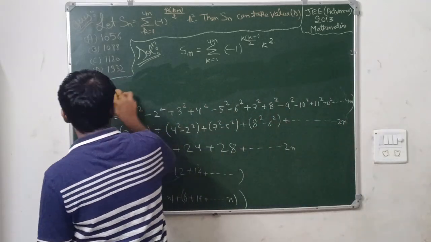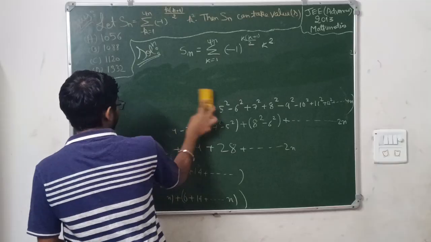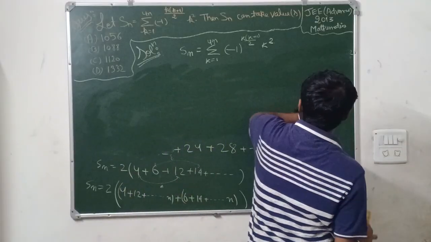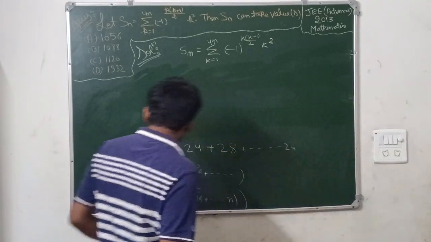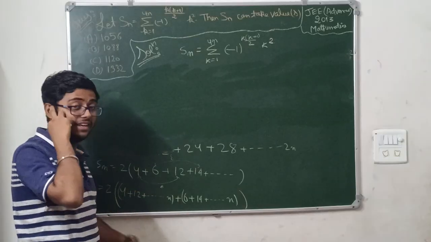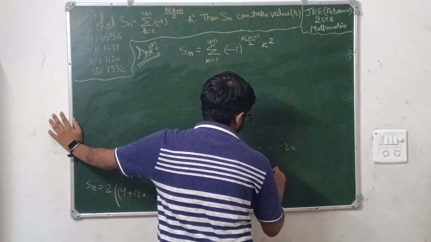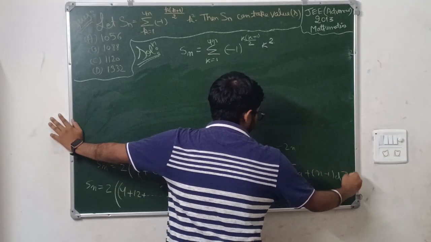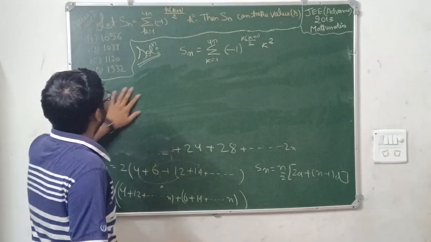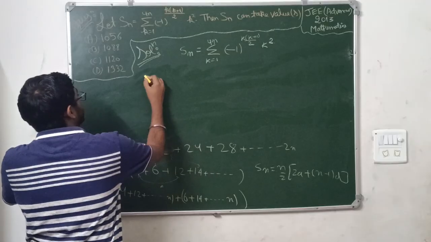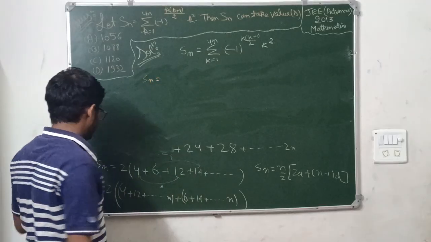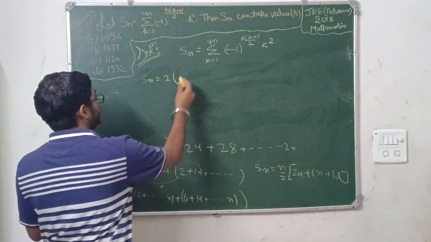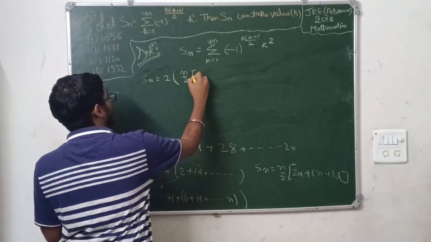Now we will apply the sum of series formula here. Now see, what is the general formula of the sum of n terms of AP? The formula is n by 2, 2a plus n minus 1 into d. This is the formula. Okay. So now see, the Sn will be what? 2, and you apply the formula here, n by 2. How many terms are there? n by 2, 2a. What is the first term?